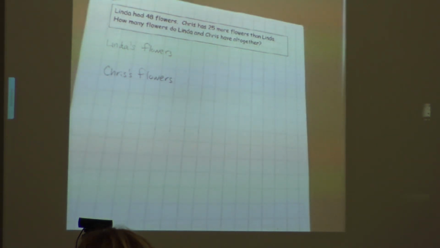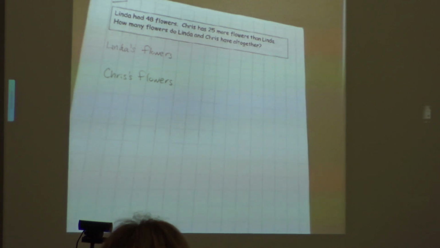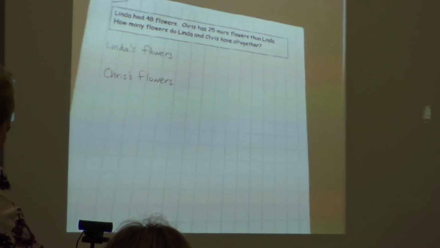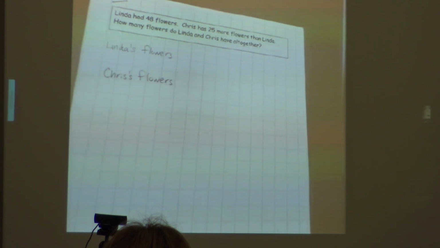Now, step 3: we're going to reread the problem. What's nice about this whole system is that the kids are constantly rereading the problem and not just reading it once and whipping through it. Otherwise you might miss some important items. So I'm going to do it again. Linda had 48 flowers. Chris has 25 more flowers than Linda. How many flowers do Linda and Chris have altogether?